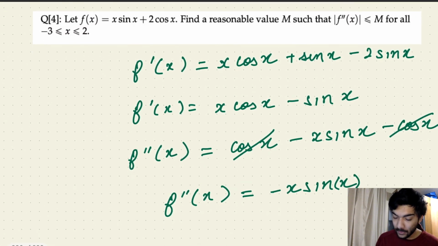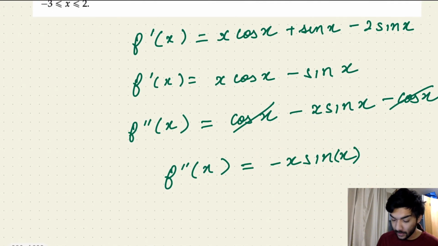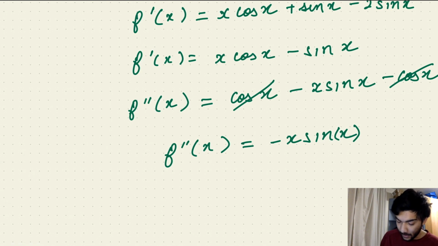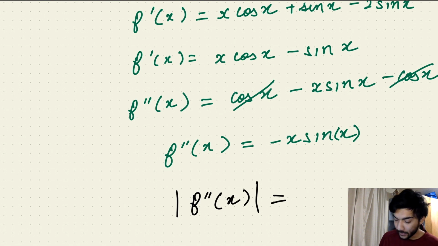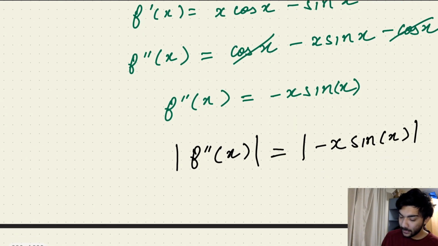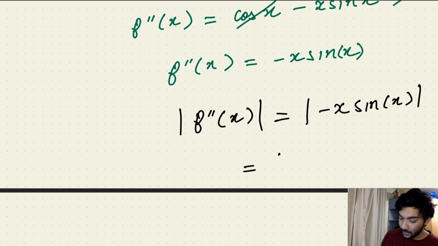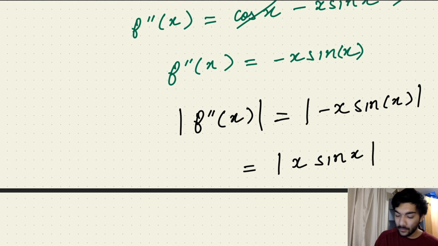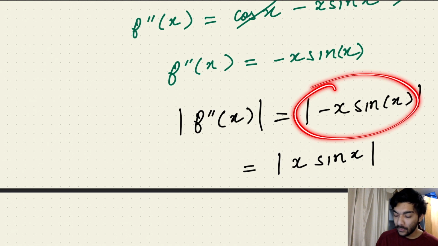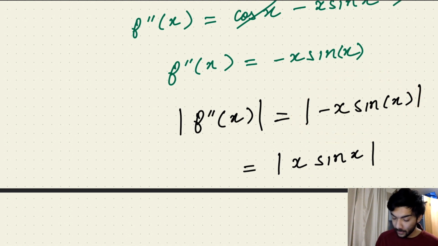We have to calculate the maximum value of the absolute value of this function, right? So let's first take the absolute value of the double derivative. It would simply be the absolute value of x sin x in this case, right? We get rid of the negative sign because we know the property of absolute functions. So this is the expression for which we have to calculate a maximum value.